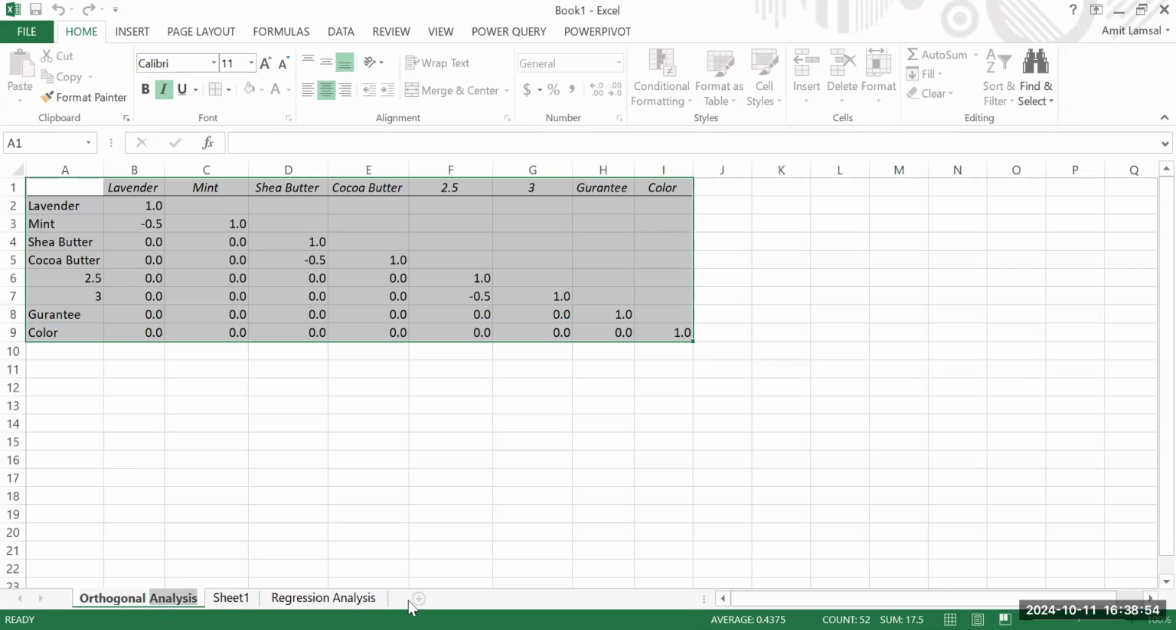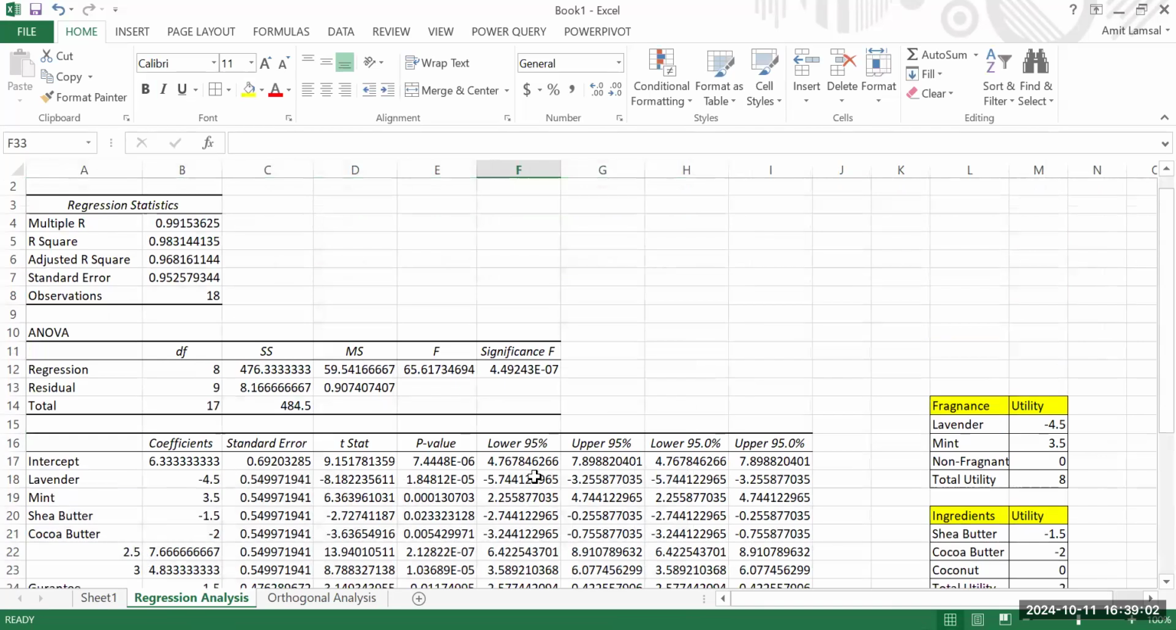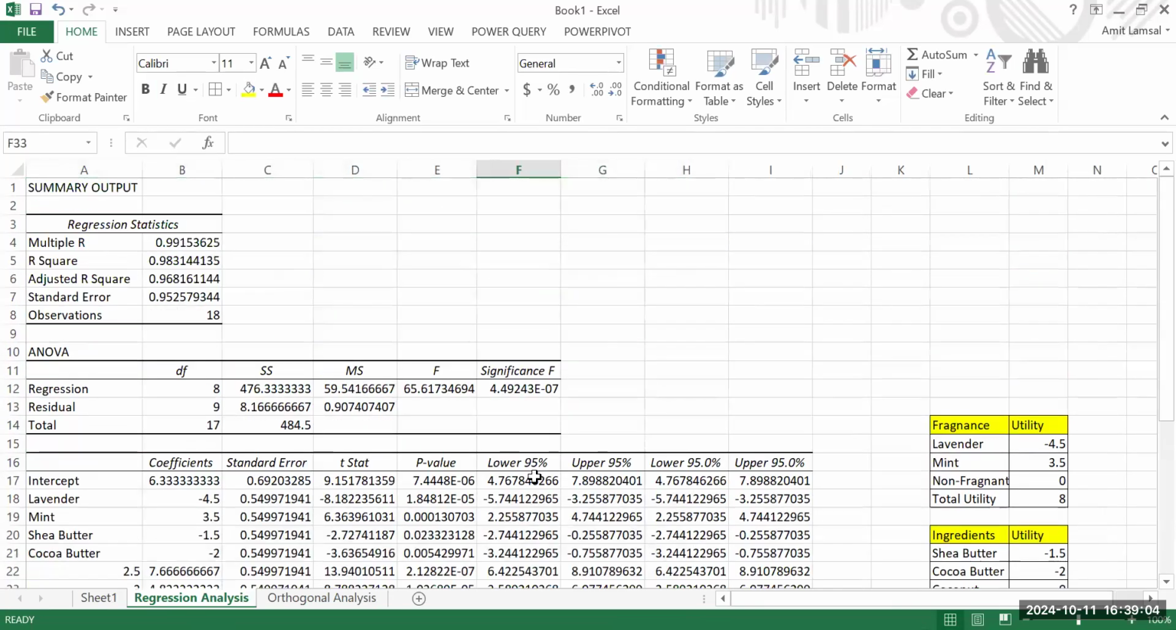And this is our regression analysis. So we have done both of them in an easier way. So in future, if you want to know how this is done, it will give you a better example of how to do it more easily.